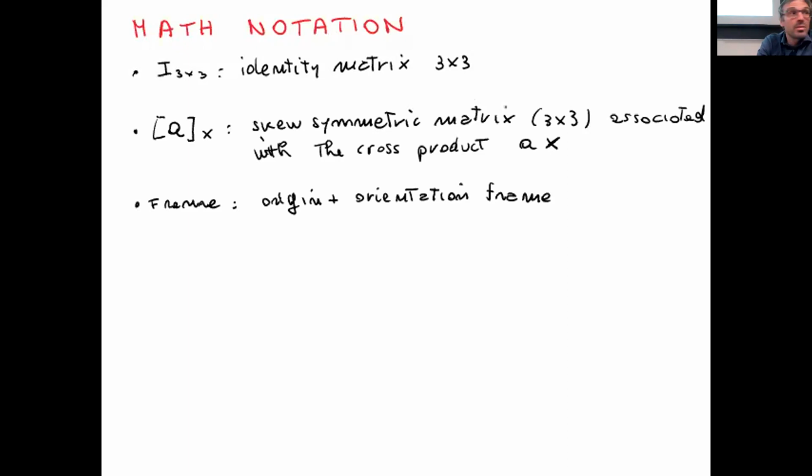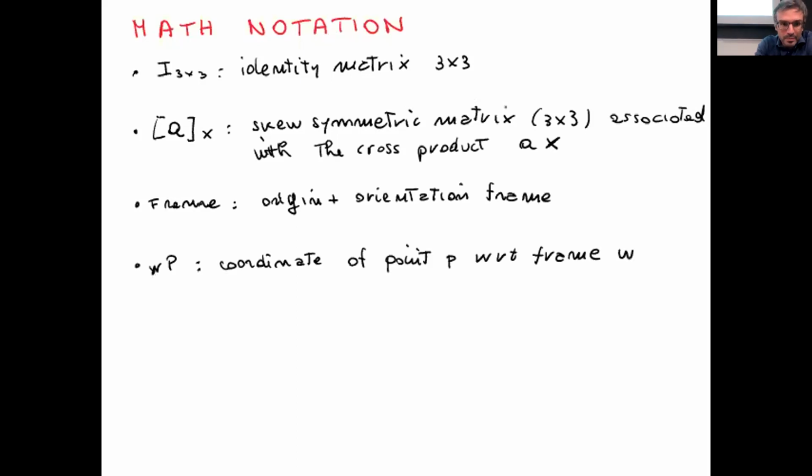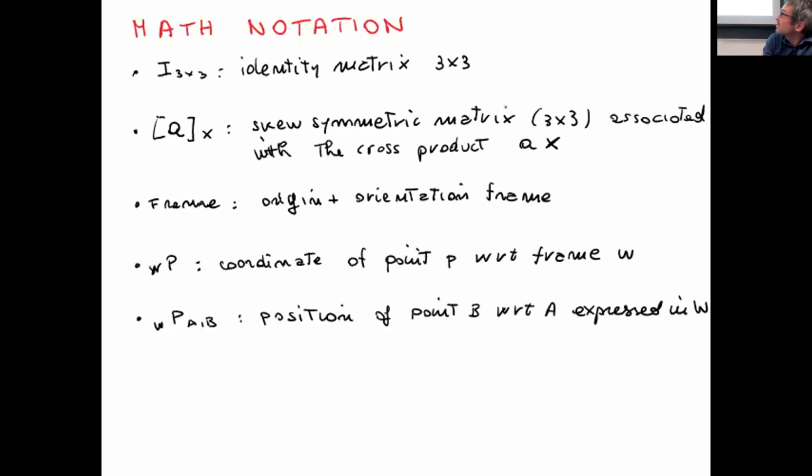Whenever I talk about frames, I mean both: a frame is composed of an origin point and of an orientation, so 3 axes. So not only the axes, but also the origin of a frame. This is the coordinate of point P with respect to frame W. And this is the position of point B with respect to another point A, all expressed in frame W.